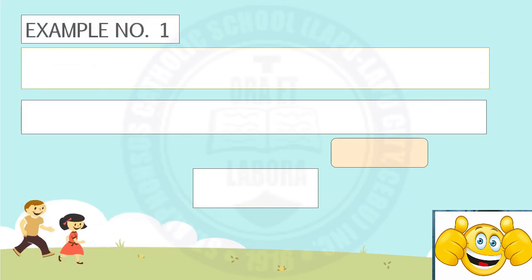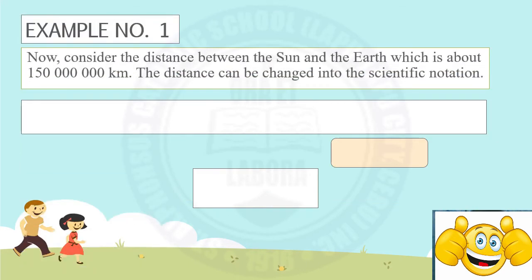Example number 1. The given problem: consider the distance between the sun and the earth, which is about 150 million kilometers. The distance can be changed into scientific notation. From that larger number, we can make it into a smaller number. That's the use of scientific notation, from larger number to smaller number.